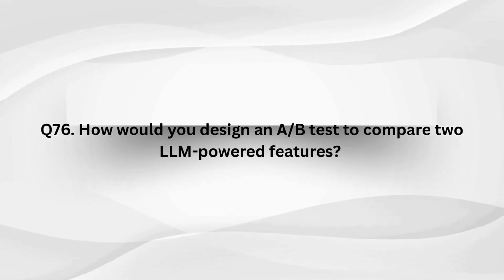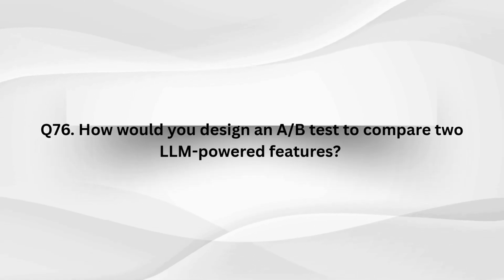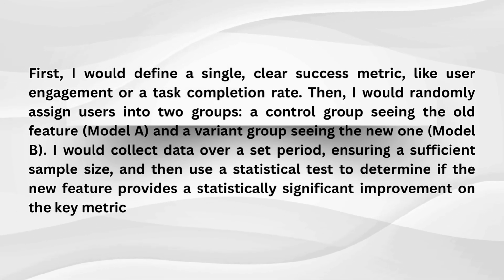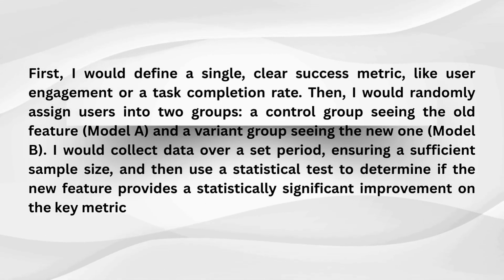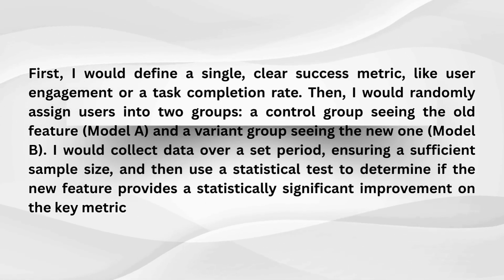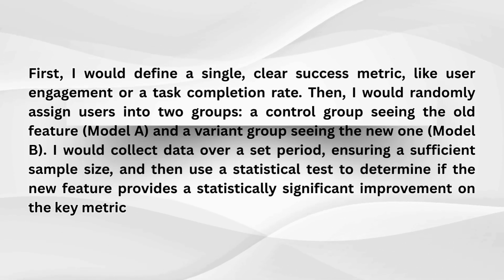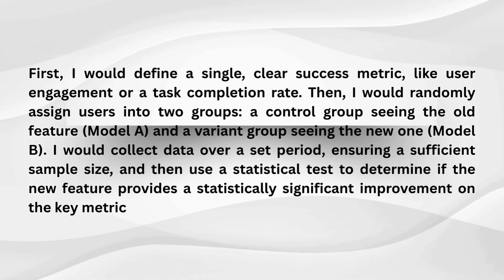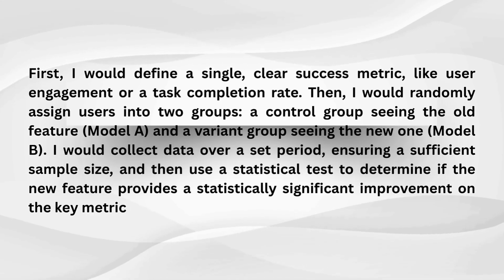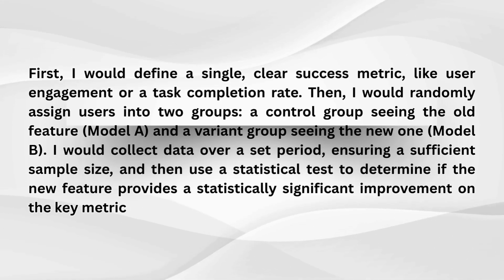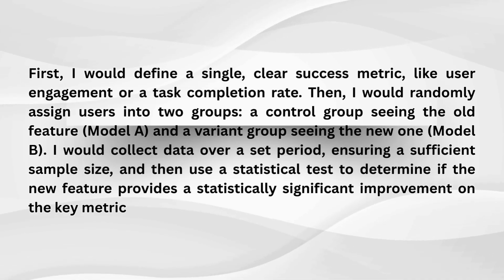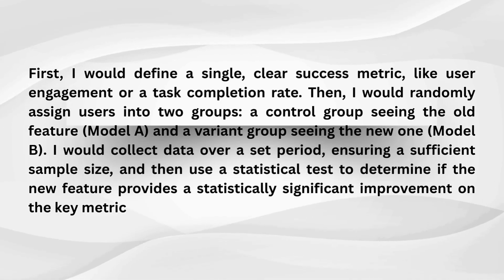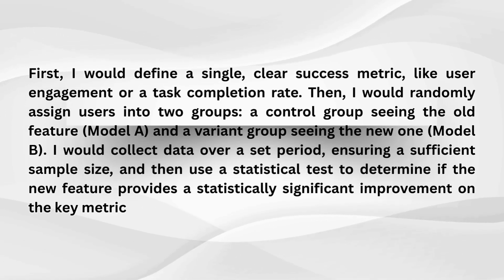How would you design an A/B test to compare two LLM-powered features? First, I would define a single, clear success metric like user engagement or a task completion rate. Then I would randomly assign users into two groups, a control group seeing the old feature, Model A, and a variant group seeing the new one, Model B. I would collect data over a set period, ensuring a sufficient sample size, and then use a statistical test to determine if the new feature provides a statistically significant improvement on the key metric.